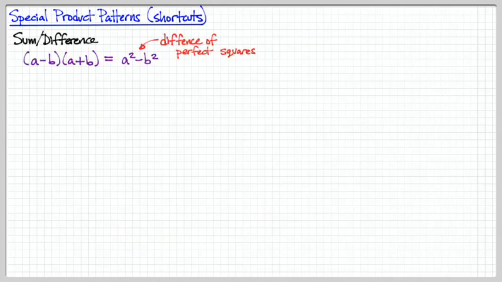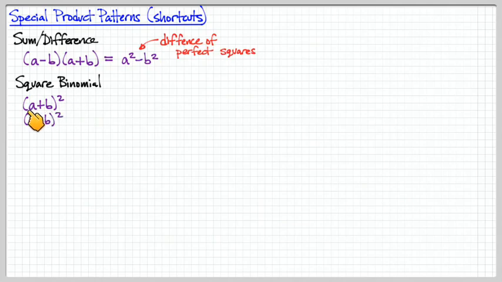These are important. Sum and difference, this is a very important one. A minus b times a plus b. This is the difference of perfect squares, and this one you have to memorize. You should be able to go back and forth between this, either from this term here over to here, or the other way around from the right-hand side to the left-hand side. We've seen this already too.